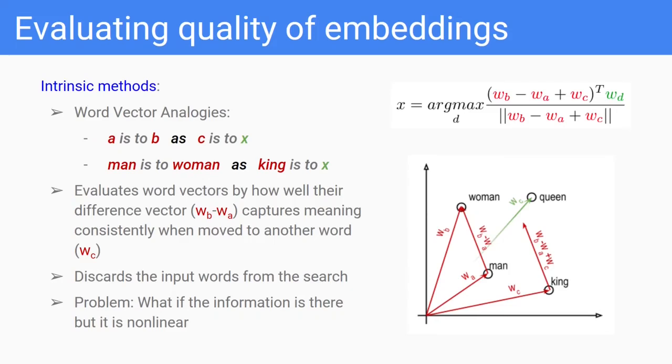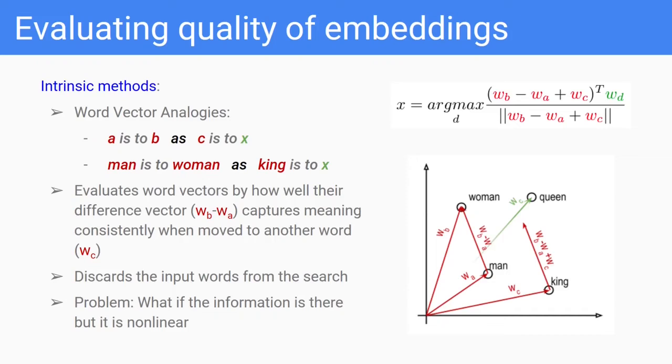So one of them is the word vector analogies. For any word, a good embedding should have this type of translational relationship. If you have a vector A is to B, then there should be a way of translating that relationship to another vector C, and the vector representation should be able to tell you which word X is to C as B is to A. The typical example, as I said before, is man is to woman as king is to what? King will be to queen.